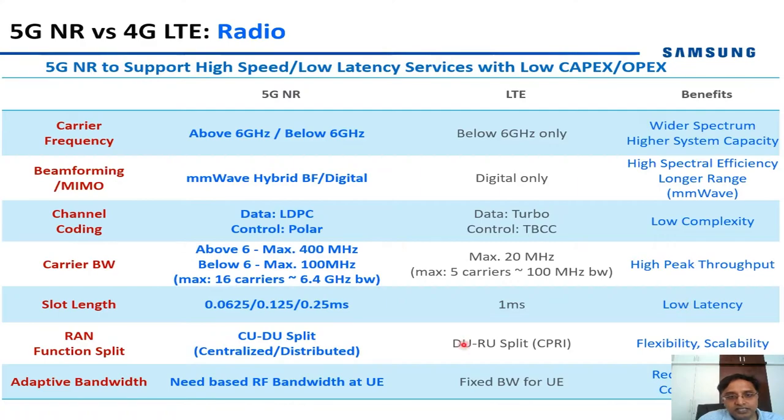In terms of latency, because of the flexible numerology, we could have different slot sizes, 0.0625 being the smallest slot length, which will be used for low latency scenarios. If you compare with LTE, we just had a fixed 1 millisecond slot design. So that is kind of rigid in terms of the deployment.